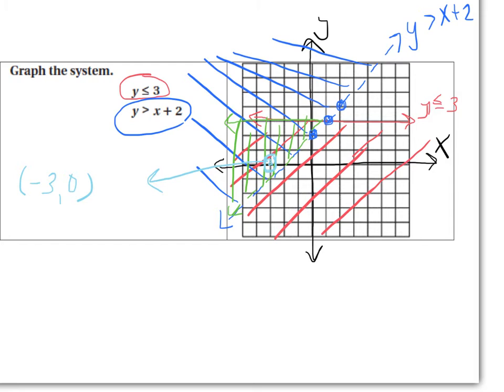So if I go into my two equations, the first equation would be 0 is less than or equal to 3. Well, that's true. The second would be 0 is greater than negative 3 plus 2. 0 is greater than negative 1. That is true. So I'm pretty confident that this is the area that we're referring to, and that is basically all we have to show for there.